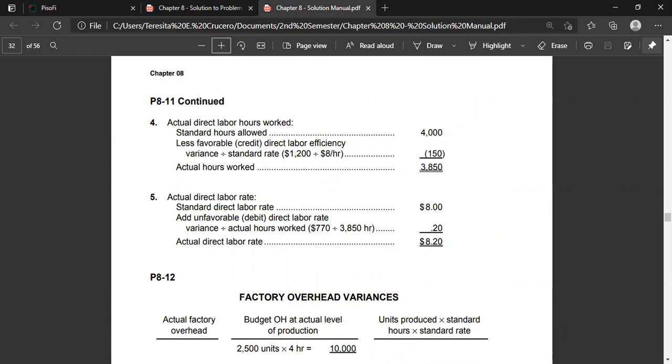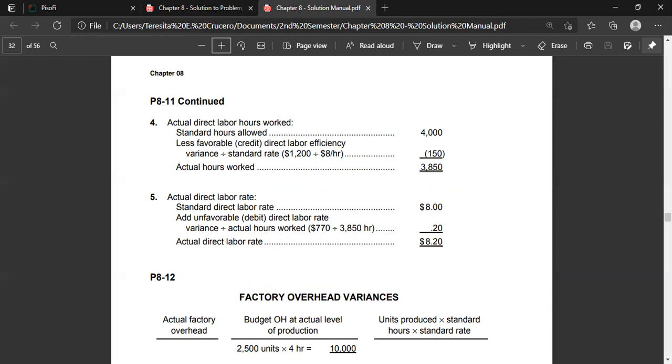Divide it by 8, no? 8 is the standard rate. So 1,200 divided by 8 is equal to 150. That's your variance. So the actual hours worked, if we deduct, is 3,850. Then number five, the actual direct labor rate after the variance. So the standard direct labor rate is $8. Then we add back the unfavorable debit direct labor rate variance, divided by the actual hours worked.